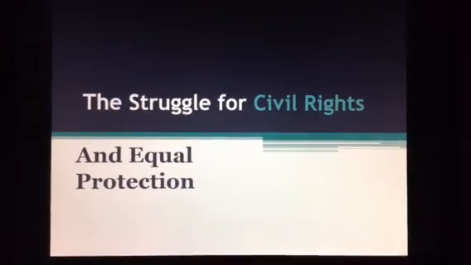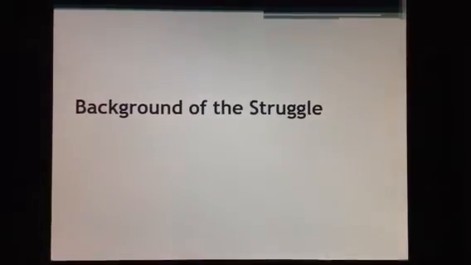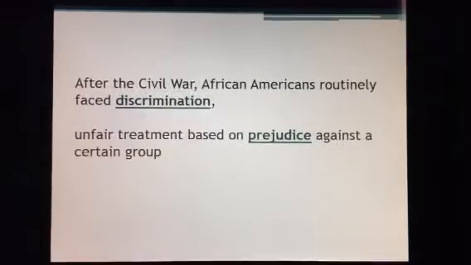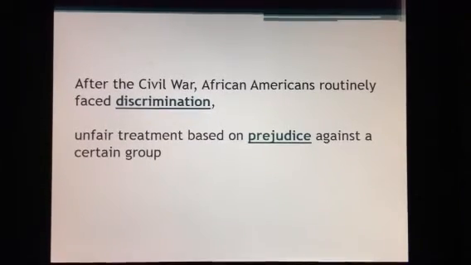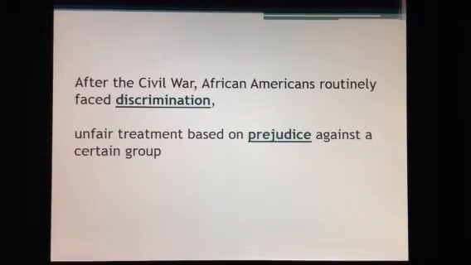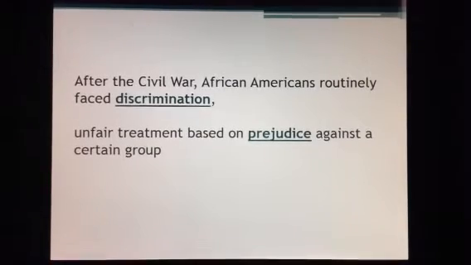Lesson 48, the struggle for civil rights and equal protection. Let's take a look at the background of this struggle. Let's go all the way back to the Civil War, where African Americans routinely faced discrimination, as defined as unfair treatment based upon prejudice against a certain group.